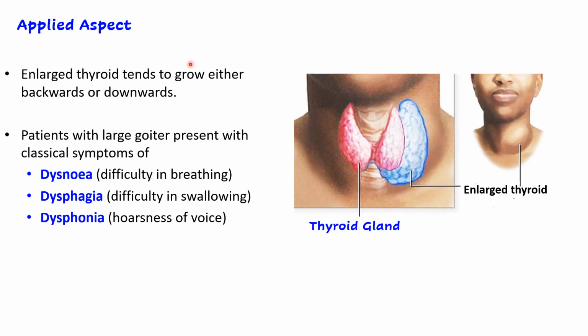Coming to applied aspect, now here in this picture you can see the normal thyroid gland lobes, and this is the enlarged lobe, right, which occurs in case of goiter. So here, when the thyroid gland lobe enlarges, it is mostly going to grow posteriorly where the false capsule is thin, or downwards, right? It will not be growing upwards because it will be limited by the muscles which will be attached to the oblique line of the thyroid cartilage. It won't be able to grow there. Medially also, the capsule is very thick, so it won't be able to grow. So either it grows posteriorly or goes downwards, right?